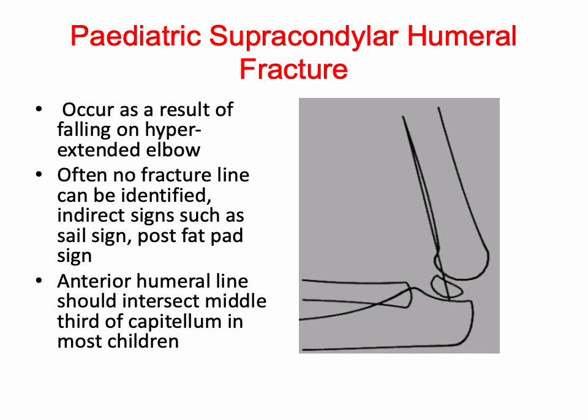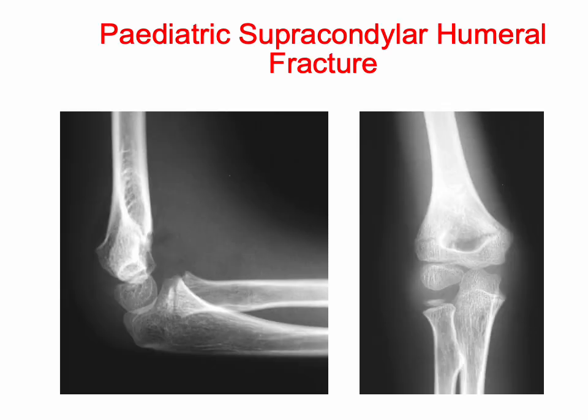So paediatric supracondylar fractures often occur as a result of falling on a hyperextended elbow, and often we can't see a distinct fracture line. So we look at things like the sail sign, posterior fat pad sign, and the anterior humeral line. Like I said before, the anterior humeral line should intersect the middle third of the capitellum. Whereas we're seeing here, if we draw a line down the anterior surface of the humerus, it does not intersect the capitellum, which would be consistent with a supracondylar fracture. We can also see that there's an elevated anterior fat pad and posterior fat pad, but we'll have a chat about them in a second.